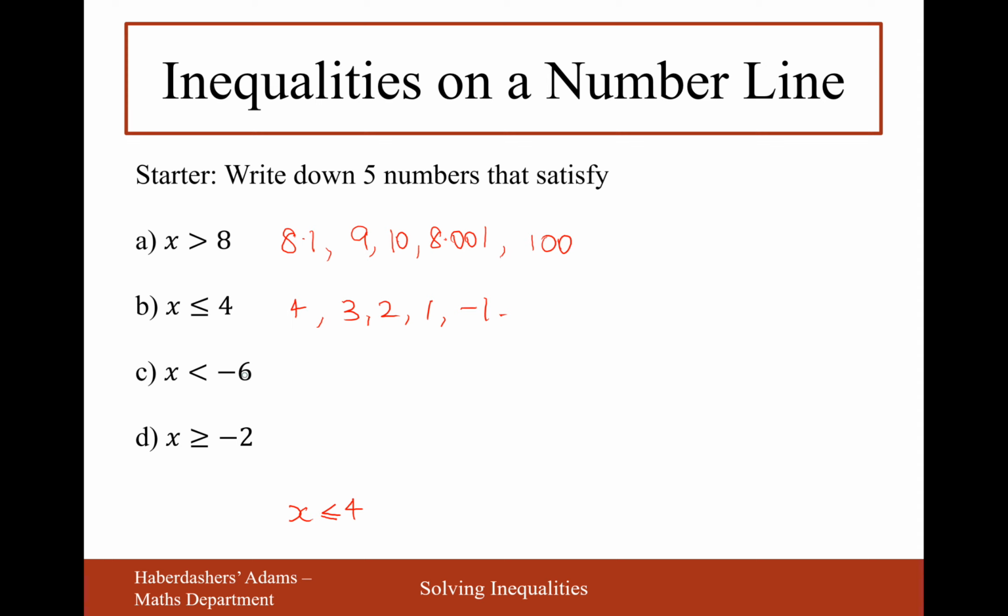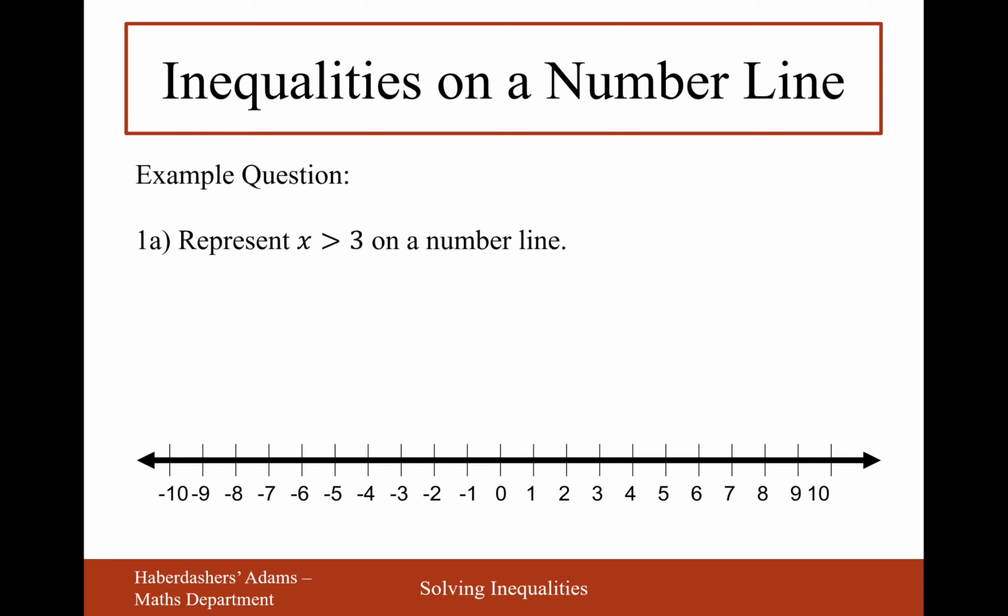X is a number less than minus 6, so minus 7, minus 8, minus 9, minus 10, minus 11. So think about it, these are all numbers that are getting smaller than minus 6. Yes, they're getting bigger in the negatives, but when they get bigger in the negatives, that is actually getting smaller. And bigger than or equal to minus 2, so minus 1. Minus 2 could be an answer as well for x, because it could be equal to it. 0, 1, 3, any of those numbers there could be answers for x. So just to get us used to what these symbols mean.